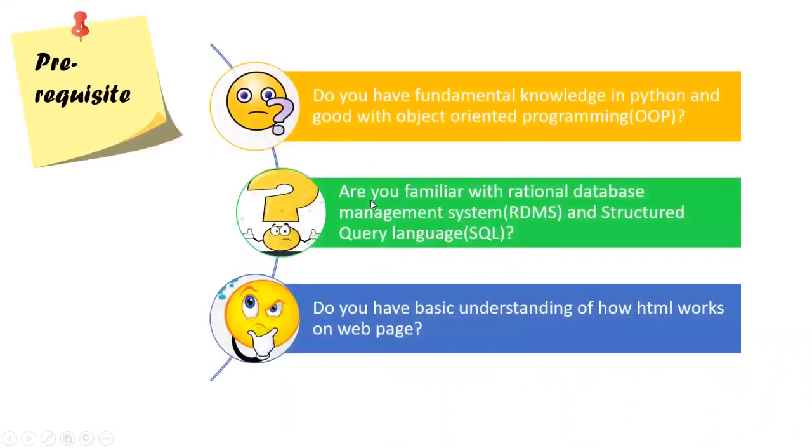In the prerequisites, we need to understand what you need to have before you start learning Django. First, do you have fundamental knowledge of Python? Fundamental knowledge like how to create variables, what data types are available, how to use the data types, functions, methods, classes, inheritance, all that object-oriented programming. Do you have this knowledge or not? Because we are going to use a framework to build a web application.